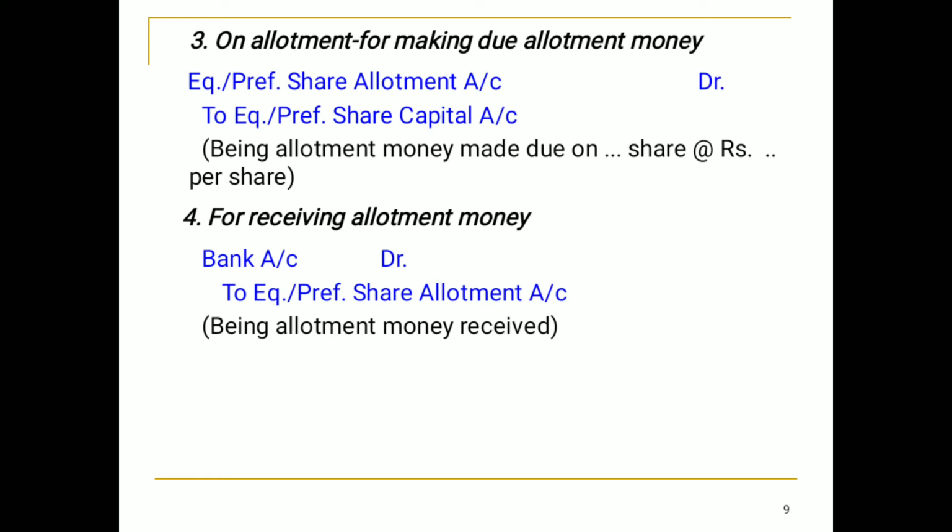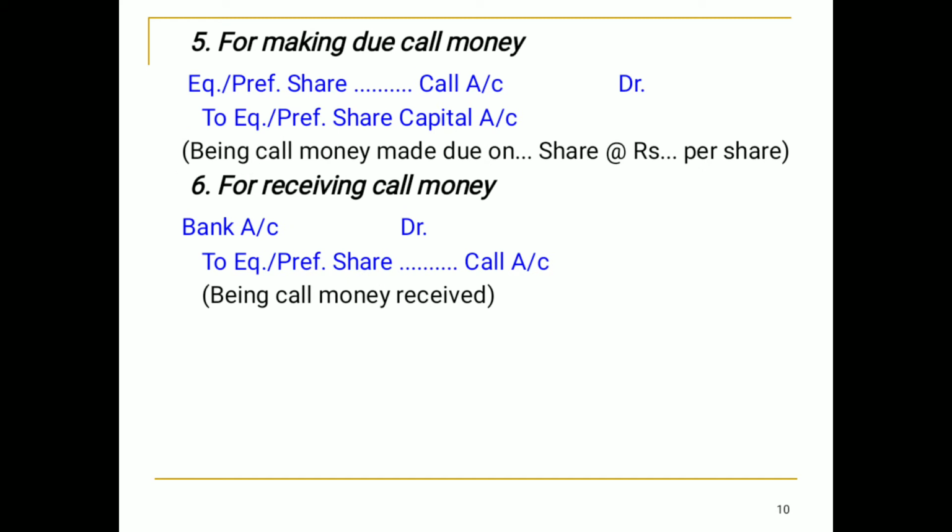The main thing to be memorized in this chapter is these journal entries, the most important of all. Yeah? So please pay attention to this and make sure you are learning them along. Okay. Then, the fifth journal entry for making due call money.